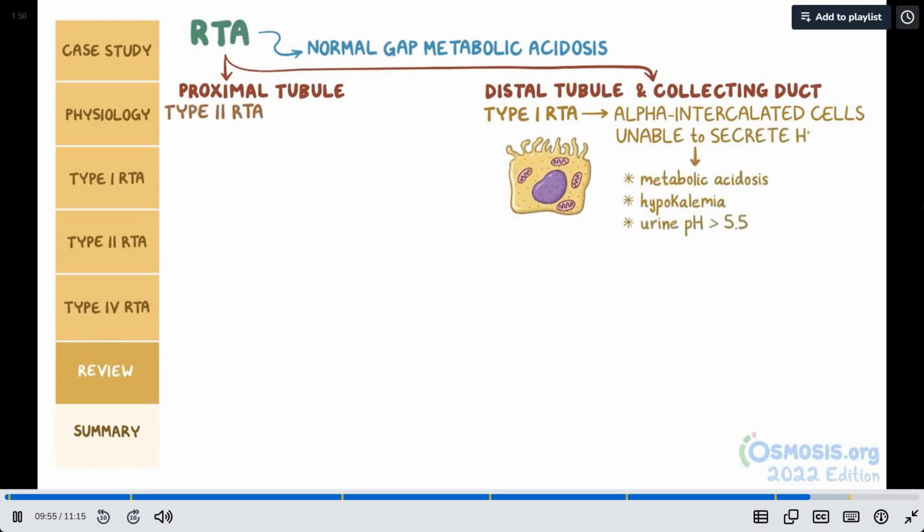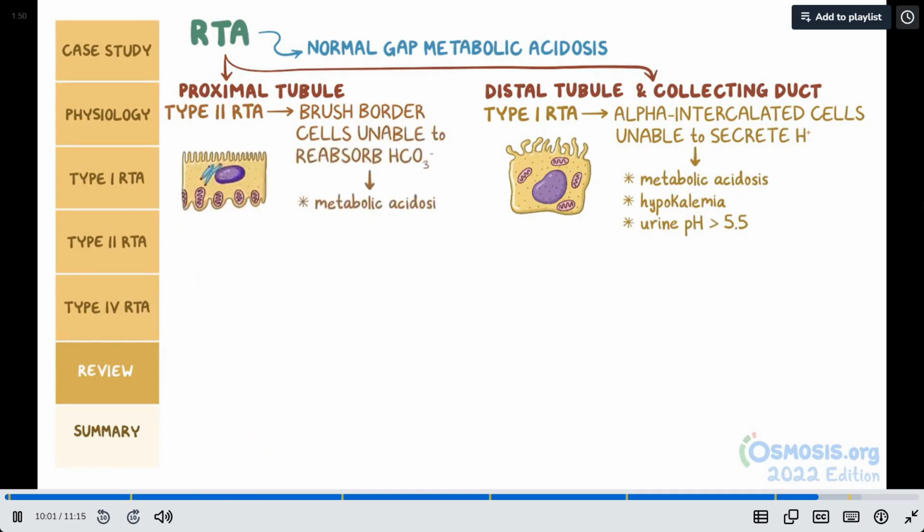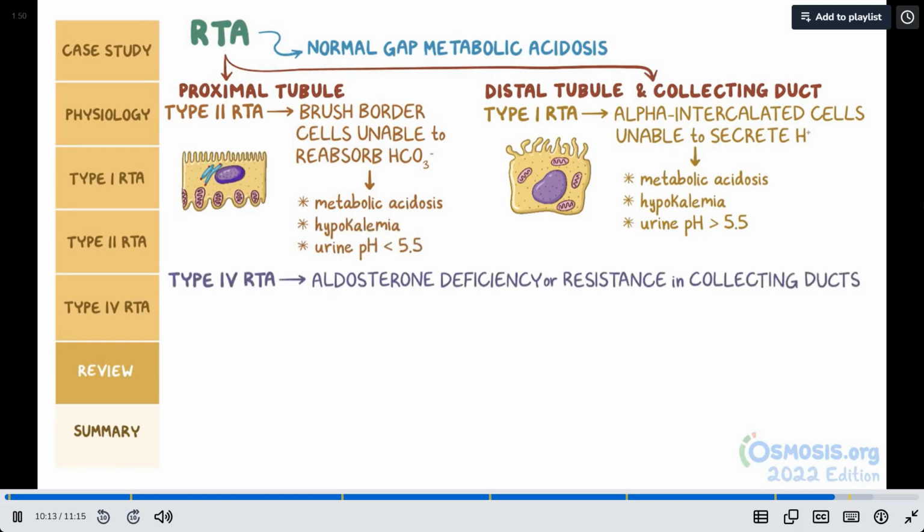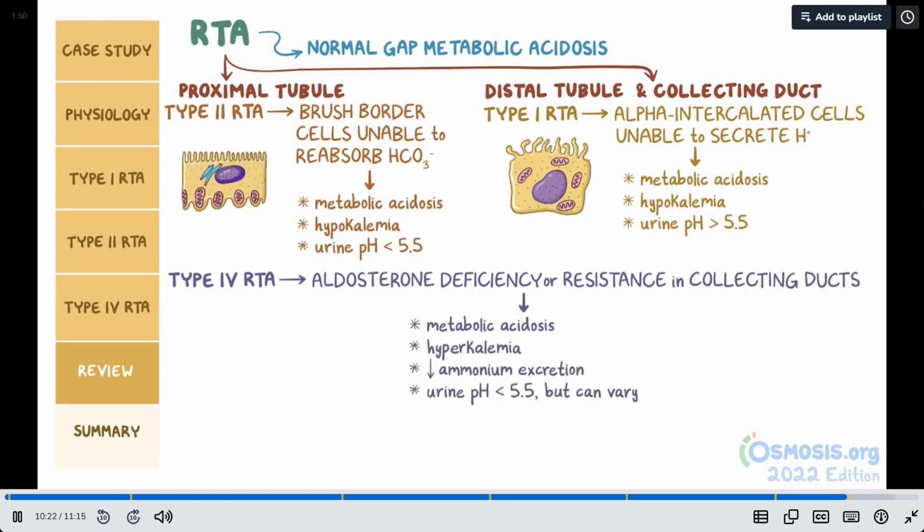With type 2 RTA, the brush border cells of the proximal tubule are unable to reabsorb bicarbonate, leading to metabolic acidosis and hypokalemia. But this time the urine pH is below 5.5. Then there's type 4 RTA, which is due to aldosterone deficiency or aldosterone resistance in the collecting ducts. This leads to metabolic acidosis, hyperkalemia, decreased ammonium excretion, and the urine pH is below 5.5, but it can vary.